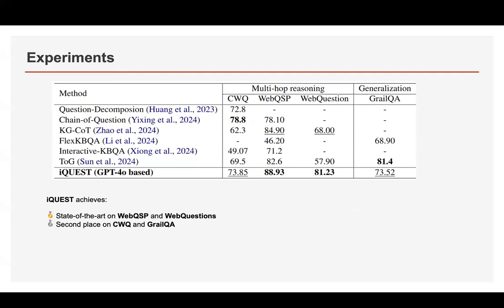I compare with all these LLM-based methods. We can see we can achieve very good results here.